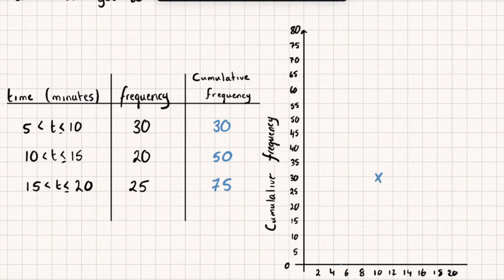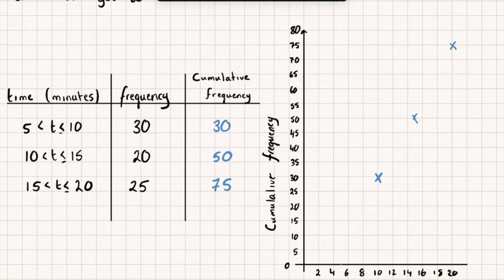Let's go to the second row. Now I'm looking when the time is 15 minutes. How many people took 15 minutes or less? Well, 50, so then I go up until I get to 50 and draw a cross like so. And finally I go to 20 and then up to 75.